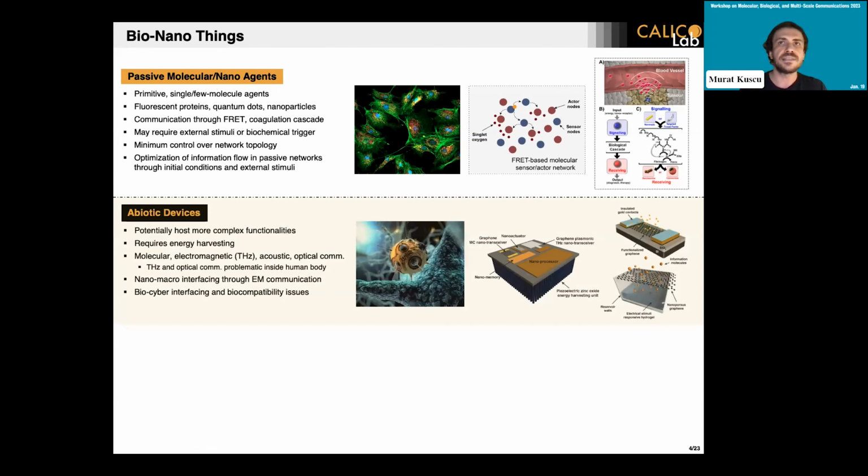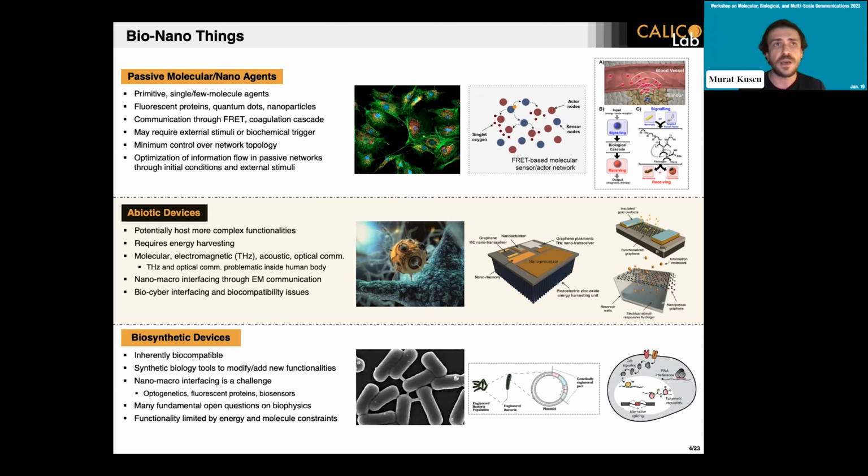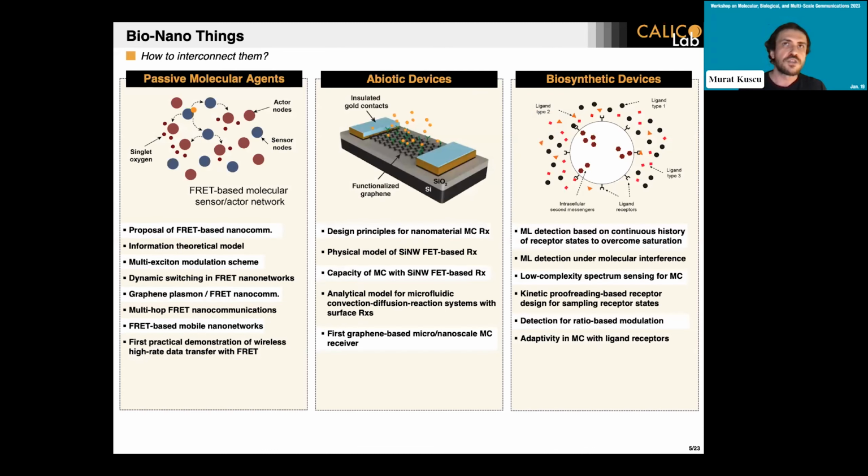The second class is abiotic devices, which are mostly based on nanomaterials like graphene. Of course, these are much more complex than the first group. They can perform active communication, they may have memory, they can perform computing, etc. The third group is biosynthetic devices, which can be synthetic or artificial cells, like engineered bacteria. They are inherently capable of communication by molecular means. My research has addressed all these three groups of devices to varying extents, but in this talk, I will focus on abiotic devices and the biosynthetic devices that can actually perform molecular communications.